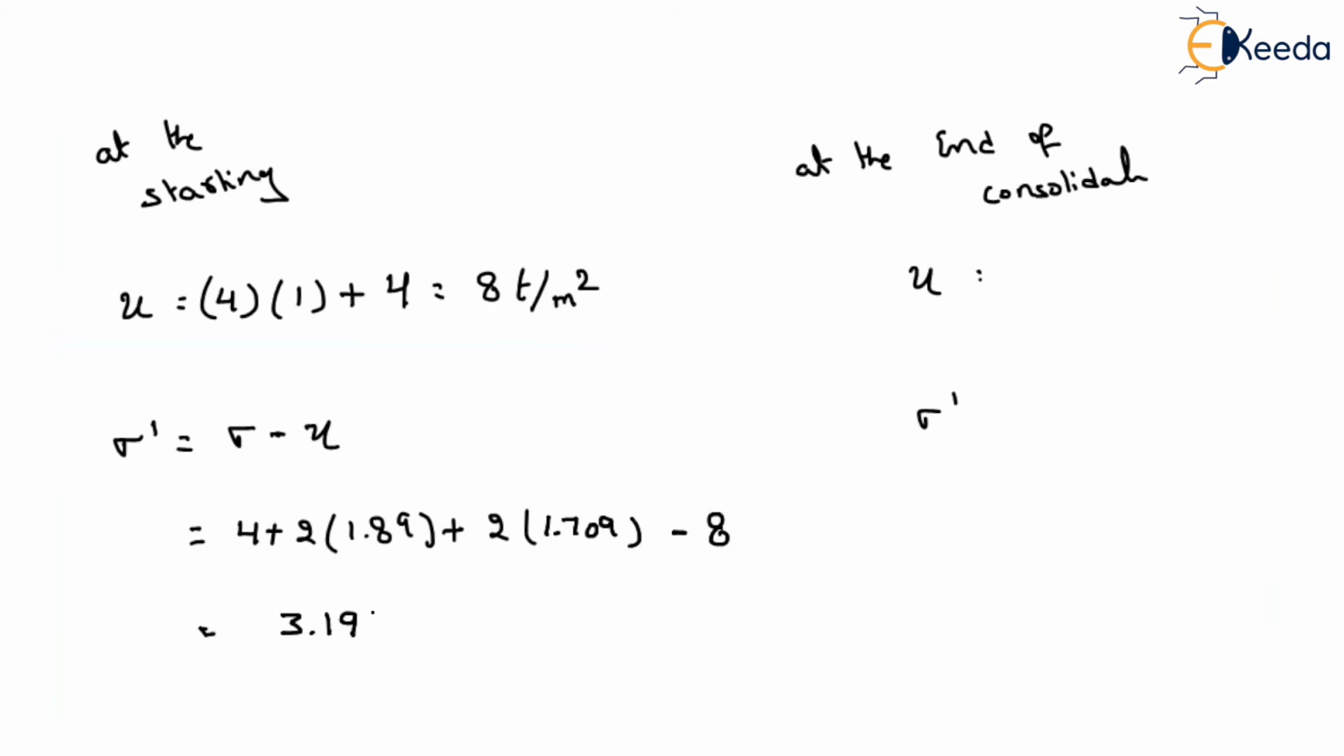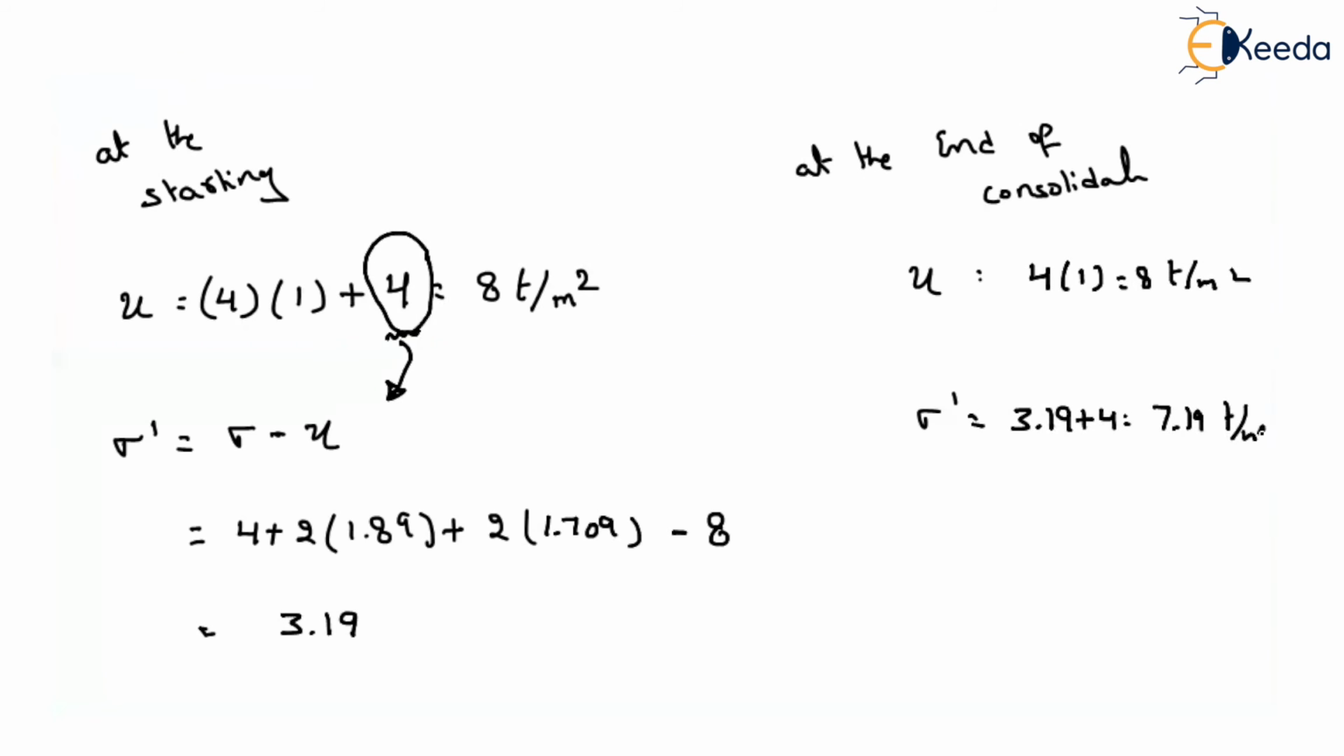But at the end of the consolidation, what has happened? Whatever stress was taken care of by the water is transferred to the soil. So this extra surcharge will not be there. So what will be the pore water pressure? Simply nothing but 4 into 1, 4 ton per meter square. At the end of the consolidation, whatever this extra surcharge, this is transferred to the effective stress. So that implies sigma dash I can directly write as 3.19 plus 4, that is nothing but 7.19 tons per meter square.